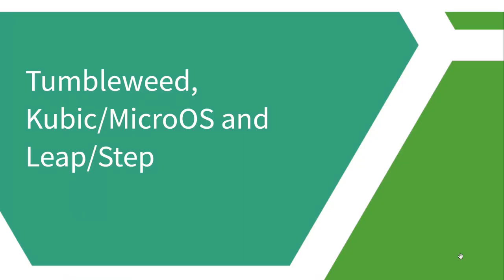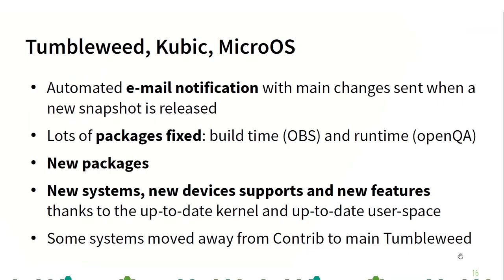Regarding Tumbleweed, MicroOS, Kubic, and Leap, we still have automated email notification with main changes, which are sent as soon as a new snapshot is released, which is great to get the major changes. Please note that only the changes from packages present on the DVD are shown, not the full changes on the FTP tree, but still it's a good overview of the changes.